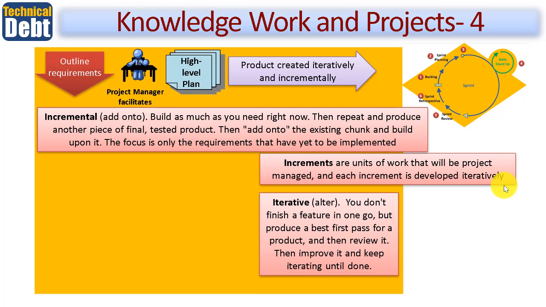And what about iterative? Well, that comes from the term to alter. Here, you don't finish a feature in one go, as I've inferred here, but produce a best first pass for a product, like a part-working prototype, and then review it, then improve it, and keep iterating until done. So can you see that at the heart of Agile, it's a combination of both incremental and iterative working, carried out by the process of sprinting.